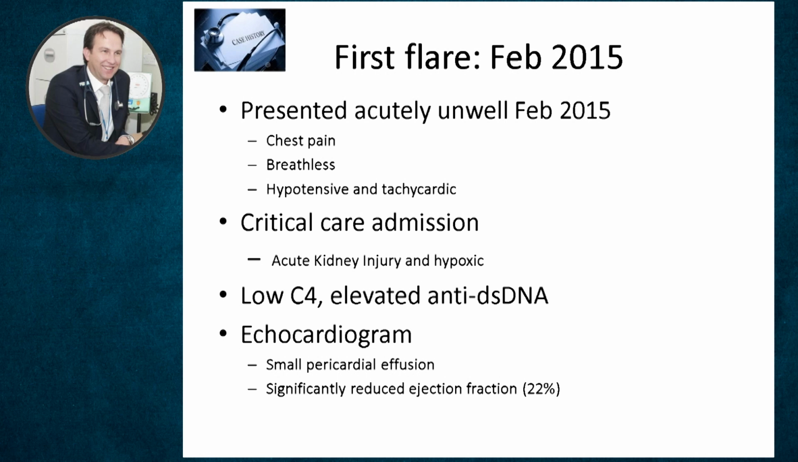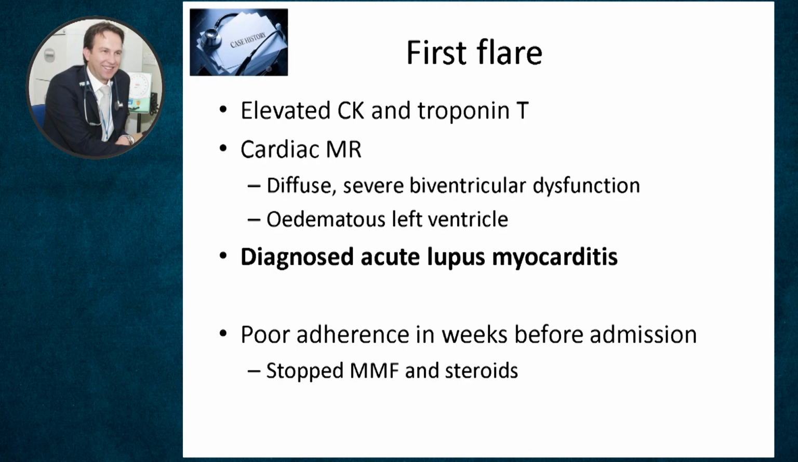And because she had lupus, she had an early test of her immunology, which showed low complement C4 and very high anti-double-stranded DNA antibodies. Echocardiogram on the critical care unit showed a small pericardial effusion, but a significantly reduced ejection fraction at 22%. She had elevated creatine kinase and troponin T, and a cardiac MR done shortly after we met her showed diffuse severe biventricular dysfunction with an edematous left ventricle. Overall, the clinical features were consistent with an acute lupus myocarditis, resulting in cardiomyopathy.